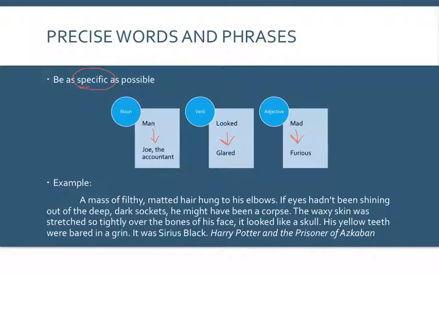It was Sirius Black. Now, JK could have just said here, oh, he had long hair, he looked ill, he was thin, but instead we get filthy matted hair to his elbows to indicate that his hair is long and yucky. We get that he had eyes that were the only thing alive in a really sunken-in face, and that he's very pale, he's corpse-like. We get the direct waxy skin, but we also get that it's stretched very tight to indicate that he's very thin. We get his yellow teeth bared in a grin, so we get some emotion there. Bared is something you'd hear talked about as far as a predator. And then we end with Sirius Black to indicate who it is, so we give a name to be very specific.